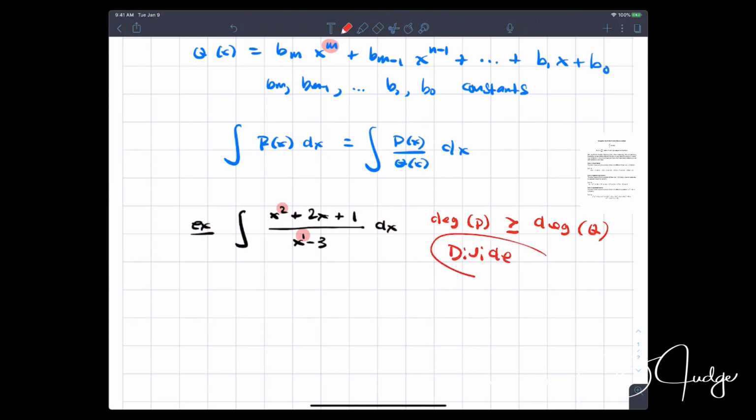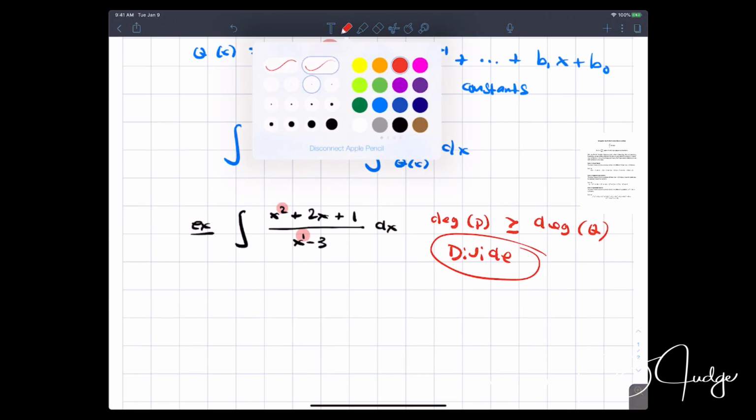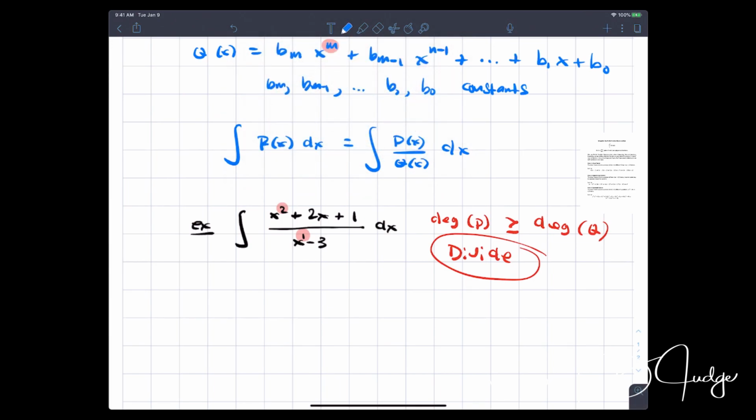This happens a lot in your integration career: if you have the same powers, divide. If the degree of the numerator is bigger than the denominator, then you divide these polynomials. And I'm going to show you the benefit. You say, well, why do I divide? Well, let's take a look.